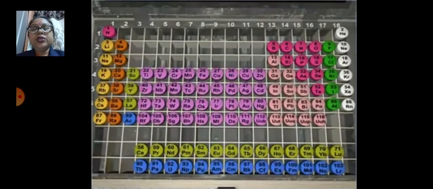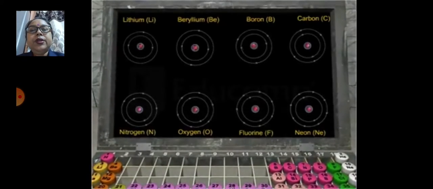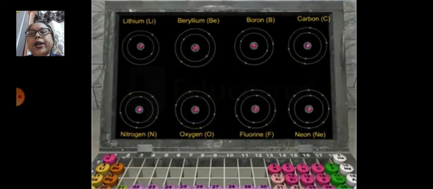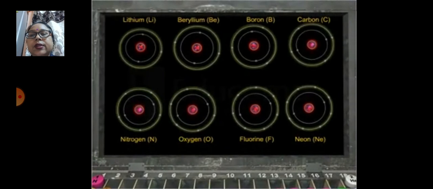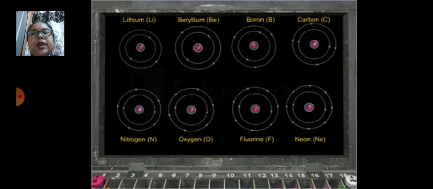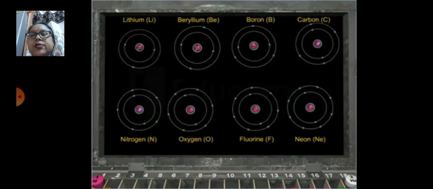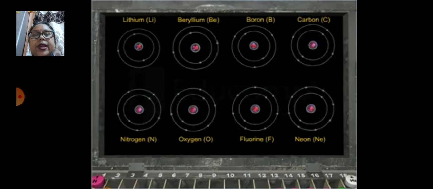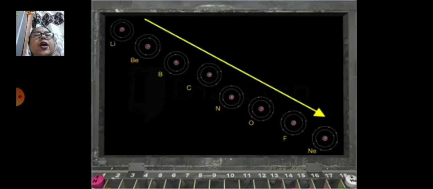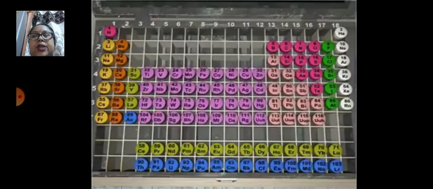Let's see the variation of ionization enthalpy along a period. In a period, successive electrons are added in the same shell with an increasing number of protons in the nucleus. This causes the force of attraction between the nucleus and valence electron to increase, while the increase in shielding effect is comparatively much lesser. It causes ionization enthalpy to increase across a period. For example, in the second period, from lithium to neon, ionization enthalpy increases across the period.